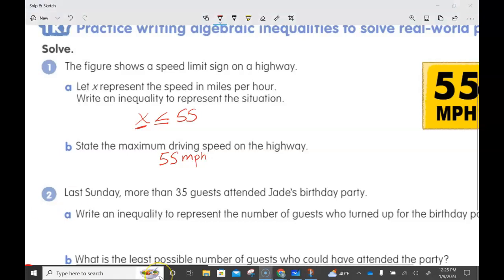And again, just remember that line underneath the inequality sign represents equal to as well. So this would be less than or equal to. If the sign was flipped over, it would be greater than or equal to.